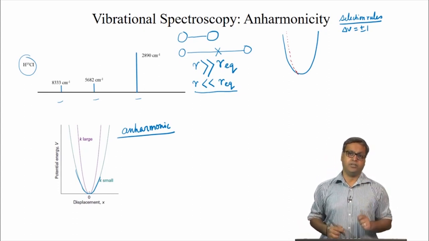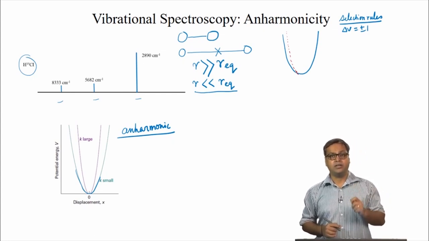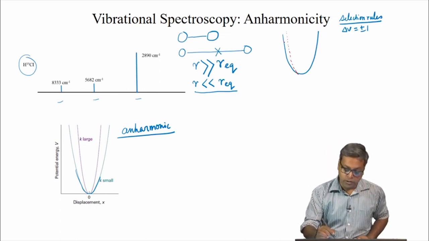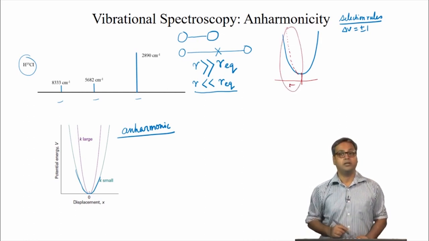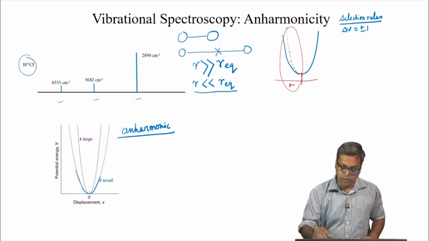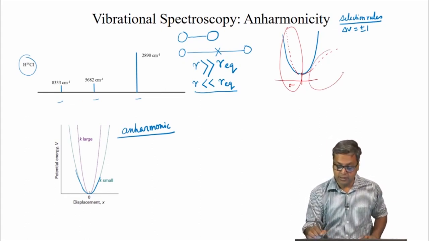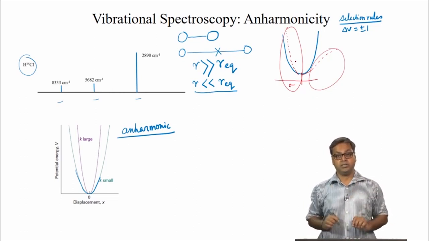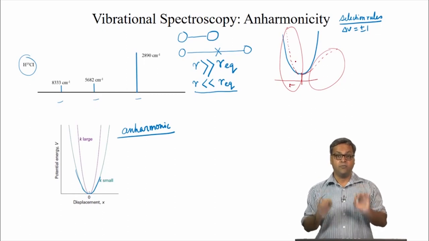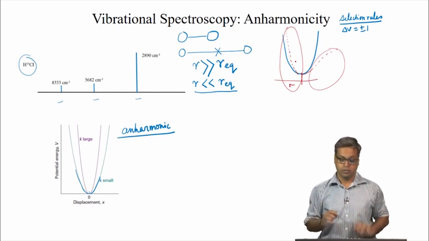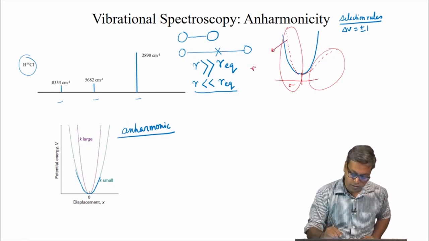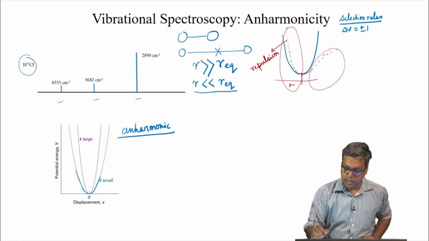So, the potential energy surface that we really want is that which becomes steeper at smaller internuclear distances, that is in this region, and which becomes shallower. That means it should become shallower at larger internuclear distances, that is in these regions, and these properties in the potential energy surface reflect repulsion and dissociation. So, this part reflects repulsion and this part reflects dissociation.